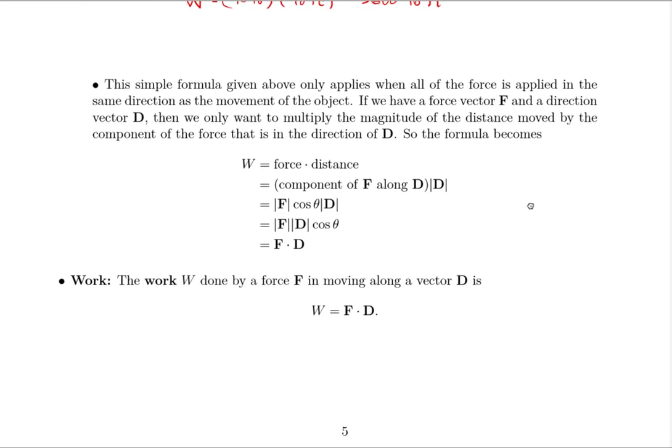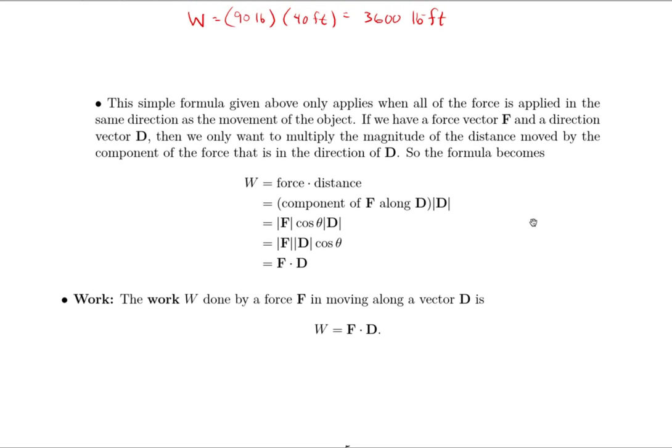Oftentimes, when you apply a force, you aren't able to apply all of the force in the direction you want to go. For example, think about a lawnmower. When you are pushing a lawnmower, some of that pushing is going kind of downward. It's not all going in the same direction the lawnmower is moving. So not all of your force is helping it move in the direction you're going. It's not just force times distance. What we really want is the component of the force that's going in the same direction as our distance. So the component of F along D.